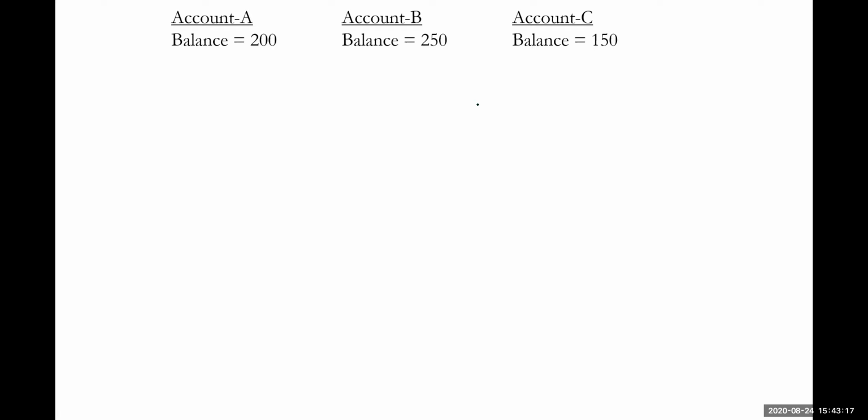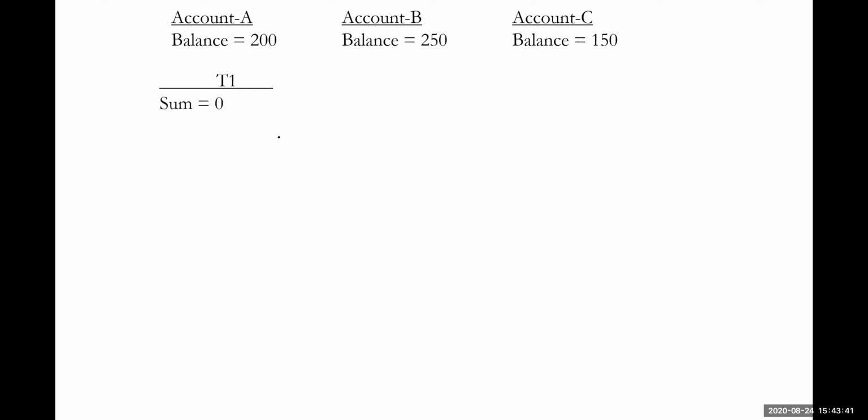Hope that you understood. Balance of A plus balance of B plus balance of C. So after adding all these things, we must have 600 rupees as a final outcome. But transaction T2 has done some kind of updation. Let us see what kind of updation it could be.